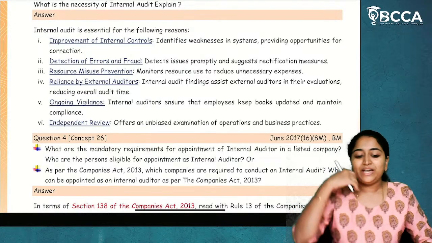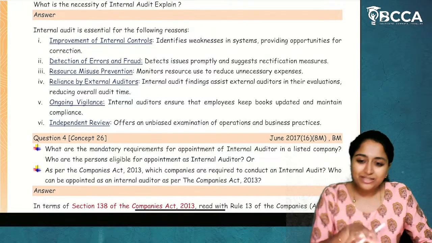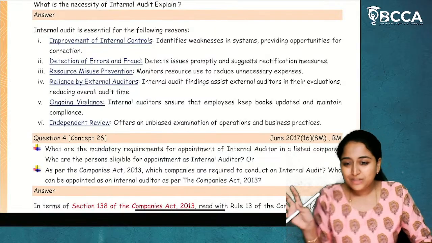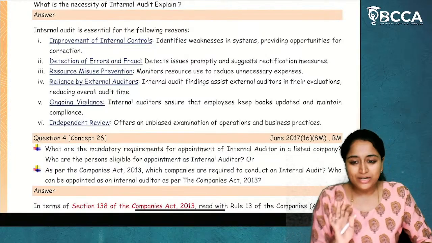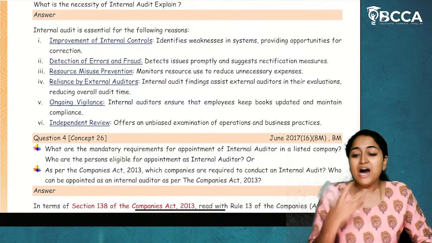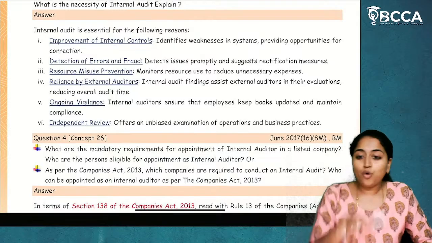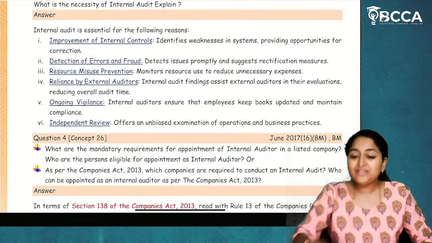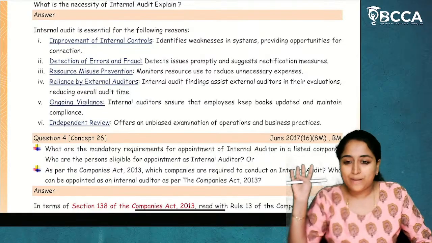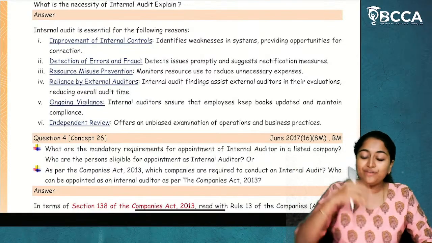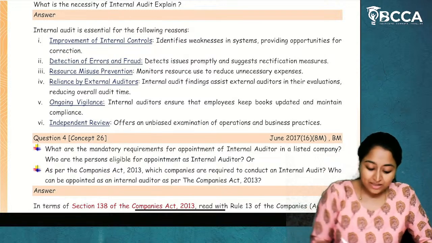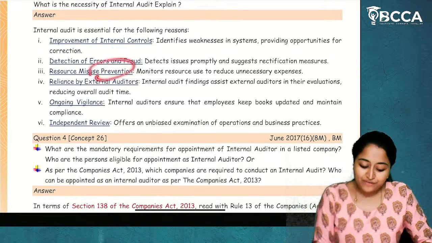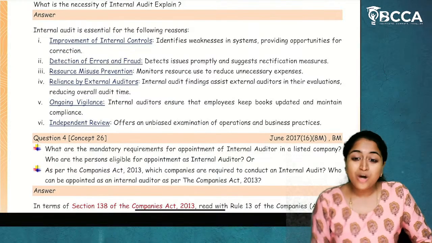Now who will do the internal audit? An internal employee will do the audit. Now, as an internal employee will do the internal audit, we are trying to rectify our own errors and frauds rather than waiting for a statutory auditor to come and do the audit. Now, if we are waiting and the statutory auditor finds that we have errors and frauds or any resource misuse, now what will happen?